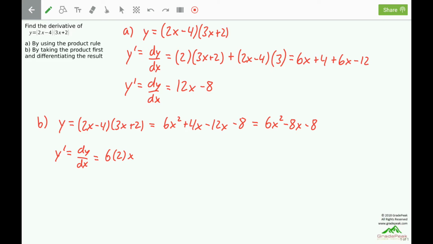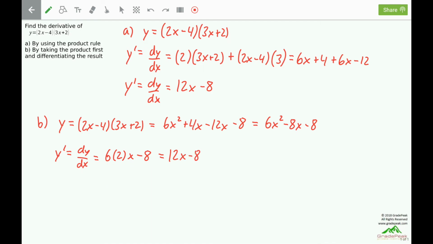The second term is a constant times x, and the derivative of that will be the constant, so just negative 8. And then the third term is a constant with no x. The derivative of that will be a 0. For the first term in our derivative, 6 times 2 is 12. It's 12 times x minus 8.